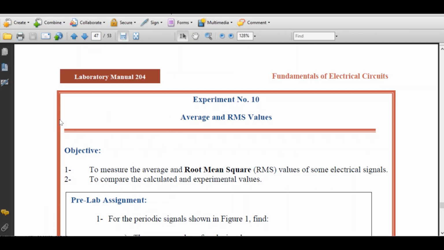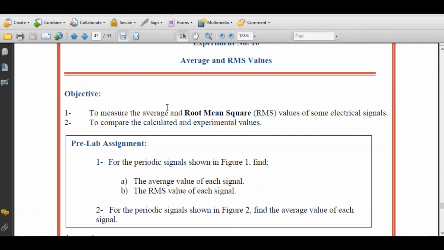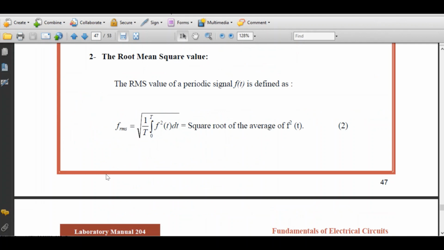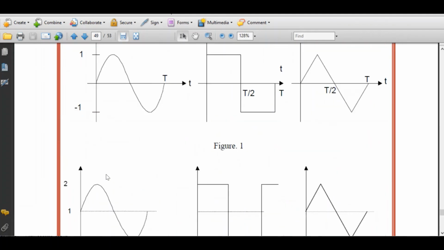Okay, guys, for experiment number 10, we have to find average and RMS values using Multisim. In the pre-lab, you have seen that you have some waveforms, and you have to find out the RMS and the mean or the average value for these waveforms. Let's see where they are.